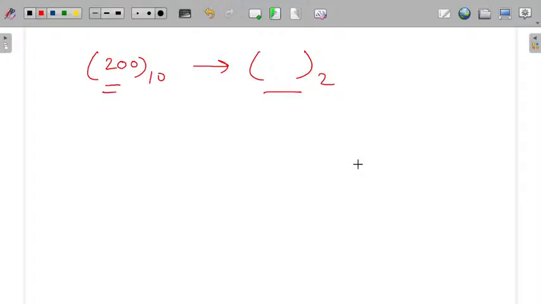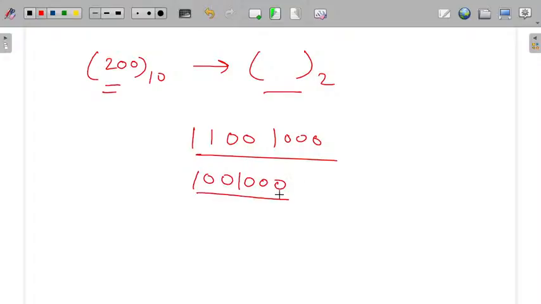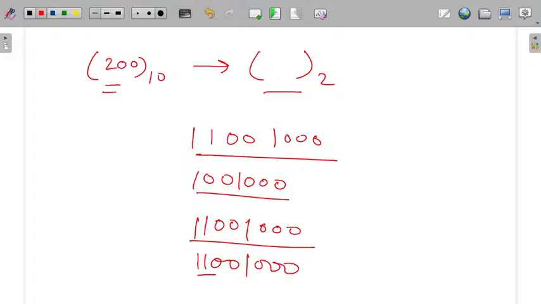Vaishnavi Rai has given the answer first. She is saying 11001000. Let's see what the others say. Pooja Chaurasia is saying 1001000. Shubham Singh is saying 11101000. And Indian Gamer is saying the same thing again.